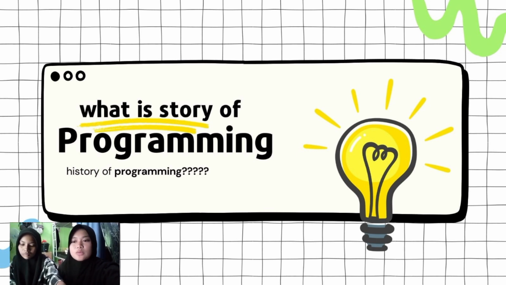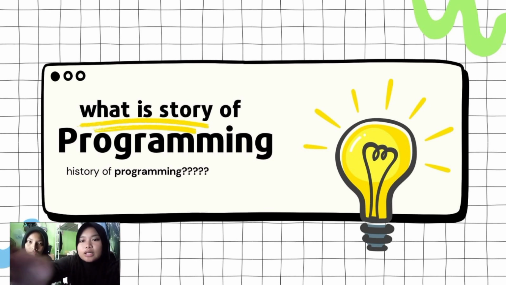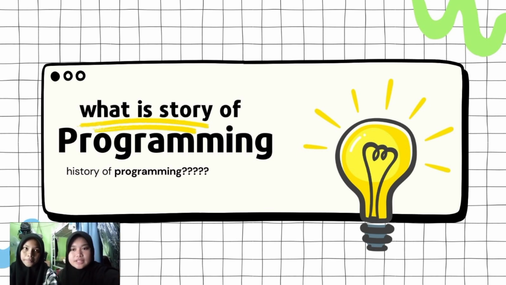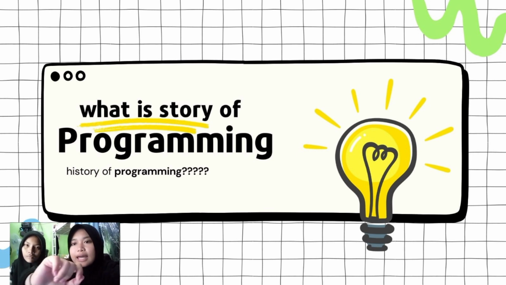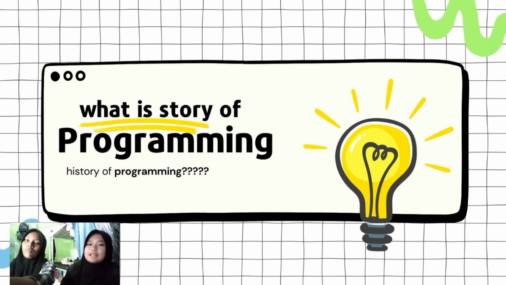Now we want to present the history of programming languages. What is the story of programming? First of all, we will explain what programming is. Programming is the process of creating applications, which involves various types of tasks, from designing programs, implementing data structures and algorithms, carrying out analysis, coding, testing, and debugging.